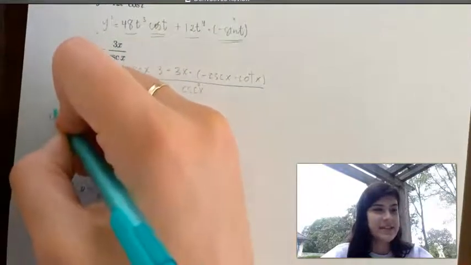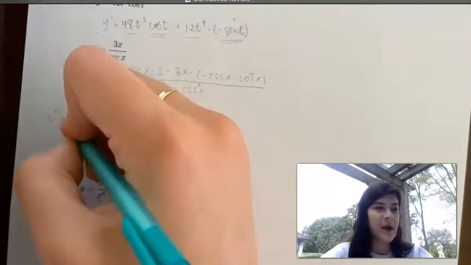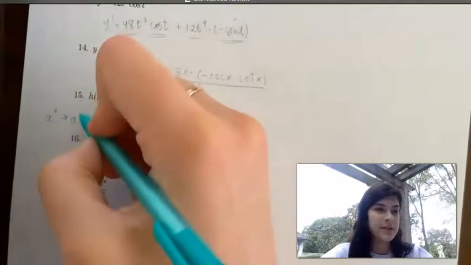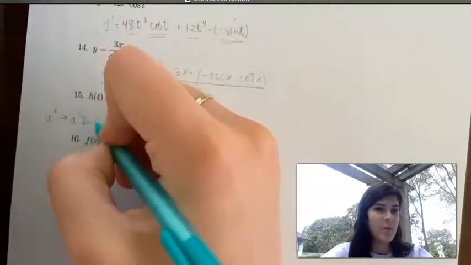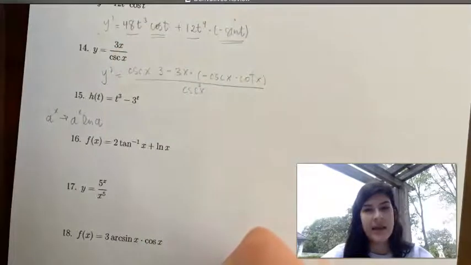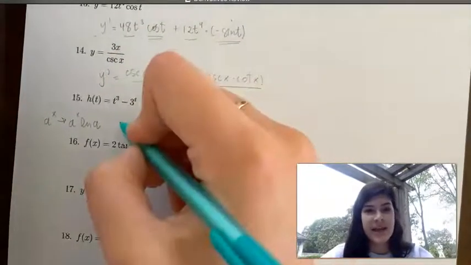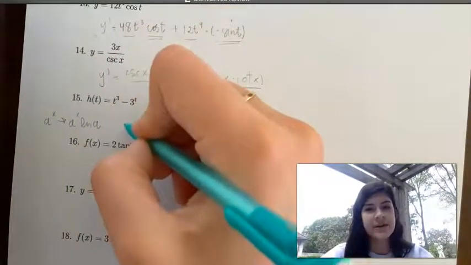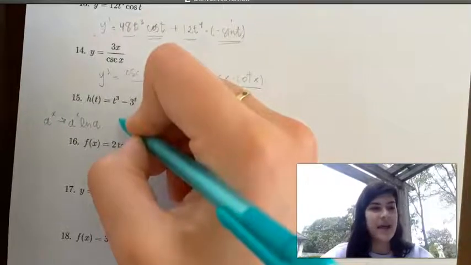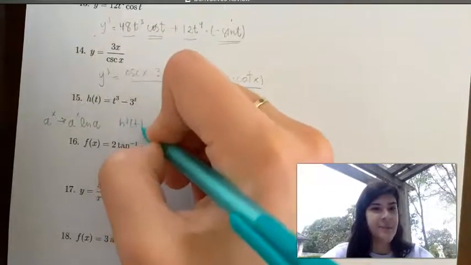Then number 15. So this is going to be normal power rule first, and then that weird rule about a to the x. The derivative of that is a to the x ln a. So I just wrote that to the side because I saw it and I didn't want to forget it while I was doing the problem.